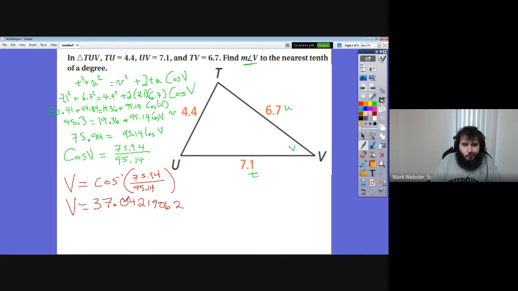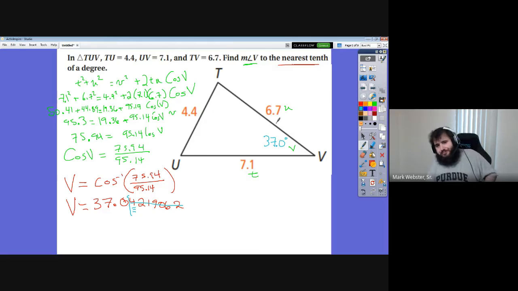And there we go. So now we look back up here and they say to the nearest tenth. So let's make sure that we are following directions. Nearest tenth. This is a 4. That is too small, so these round down. So we're left with 37.0 degrees.